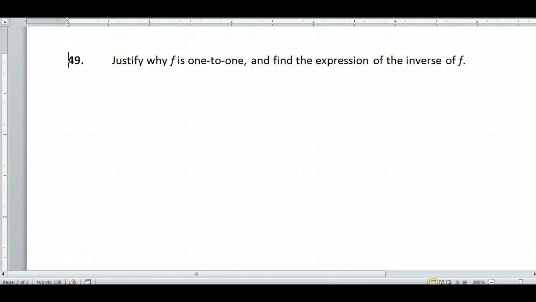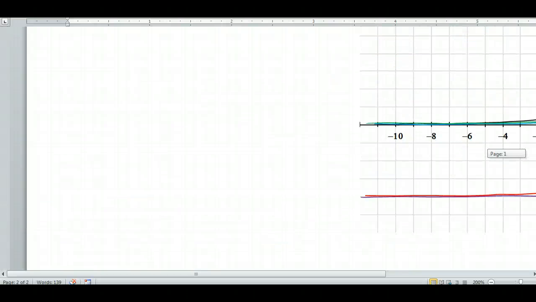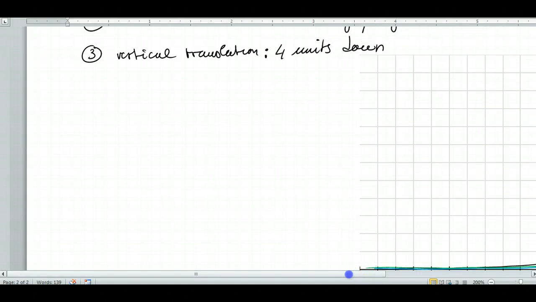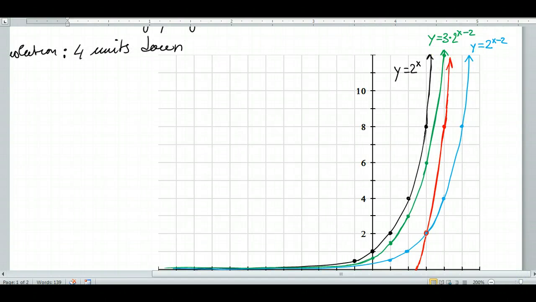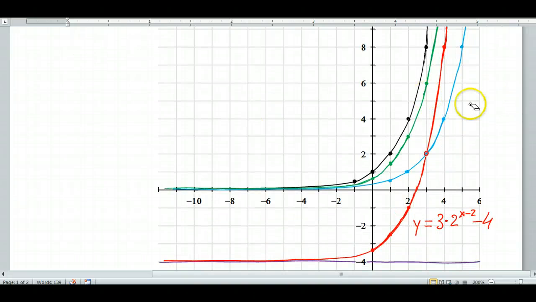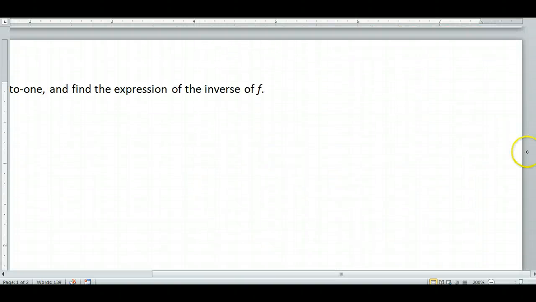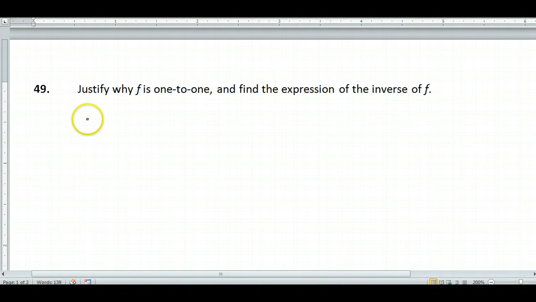So justify why f is 1 to 1. Well, hey, there's only one justification. We could do it analytically, but the easiest way to justify is graphically. F is 1 to 1 because it passes the horizontal line. Ooh, I gotta be careful here. If it erases everything, it passes the horizontal line test. Okay. So let's make it clear.